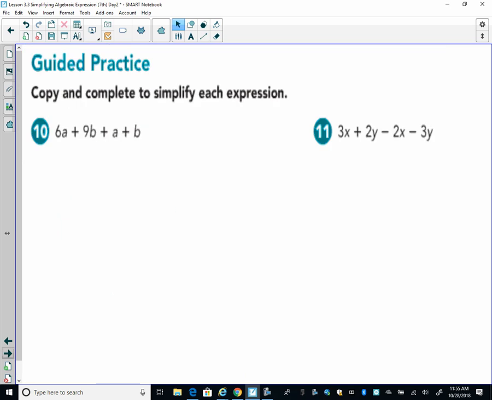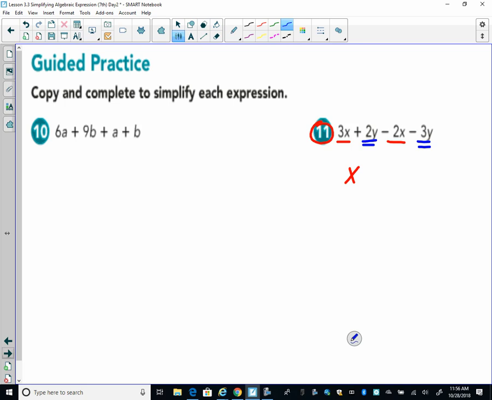Let's look at one last example. Let's look at problem number 11. We're going to start off doing the same thing, finding our like terms. So I'm going to start with my x's. Notice in front of the 2x, there's a subtraction sign. So this is 3x minus 2x, which leaves me with x. And then if you go to your y terms, notice my 2y, in front of there is an addition sign. In front of my 3y, there's subtraction. So this becomes 2y minus 3y.